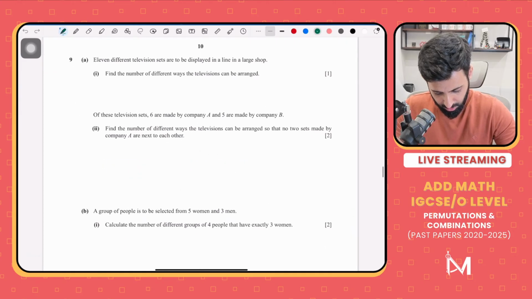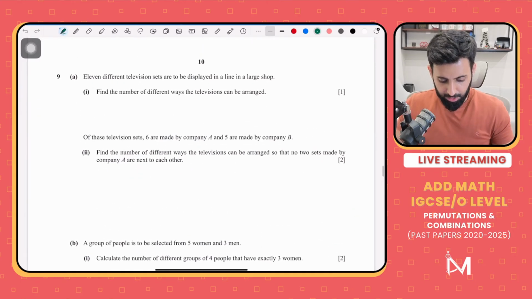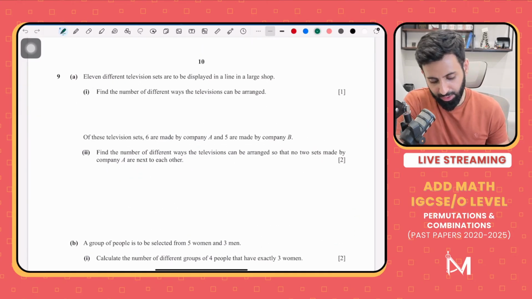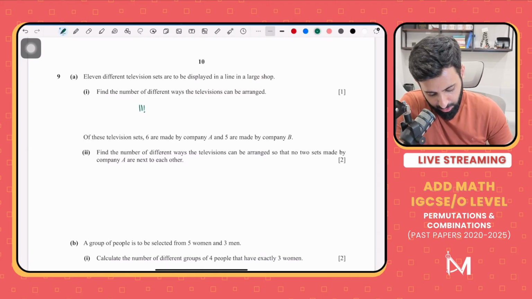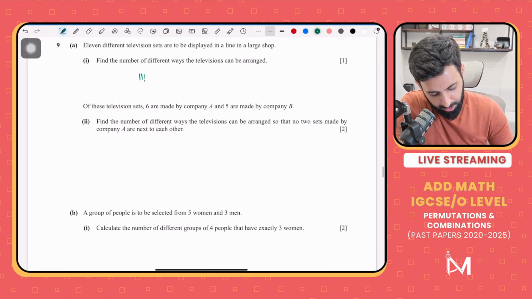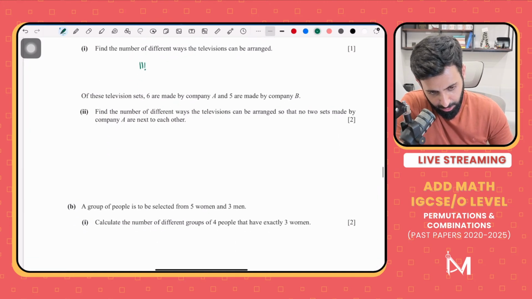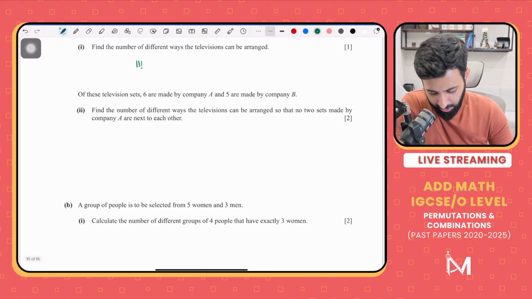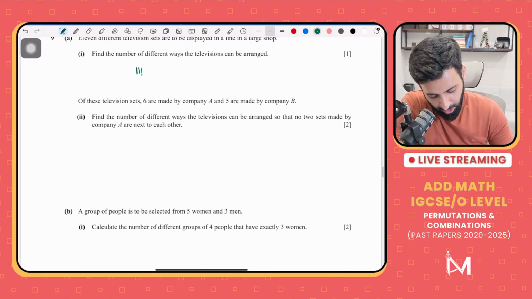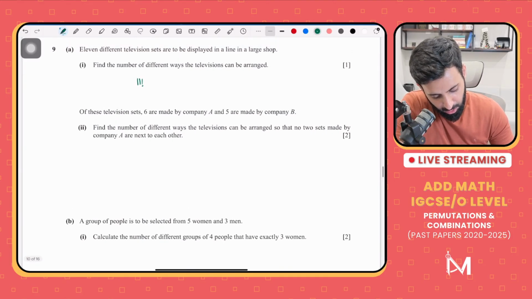Okay, let's do this. 11 different television sets are to be displayed in a line in a large shop. Find the number of different ways the televisions can be arranged. That would be 11 factorial, whatever that is equal to. Of these television sets, 6 are made by company A, 5 are made by company B. Find the number of different ways the televisions can be arranged so that no two sets made by company A are next to each other.